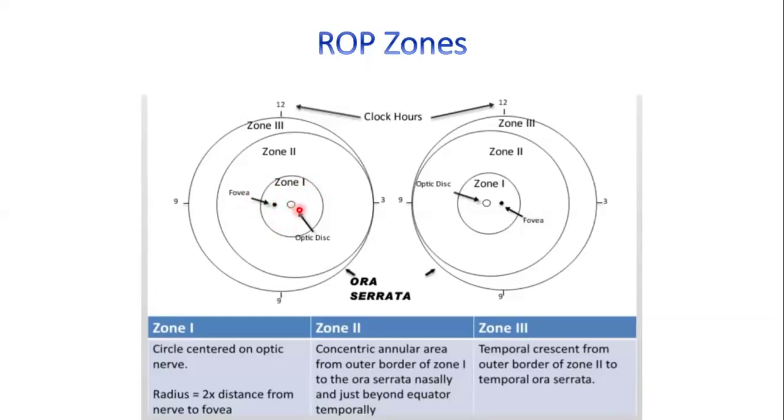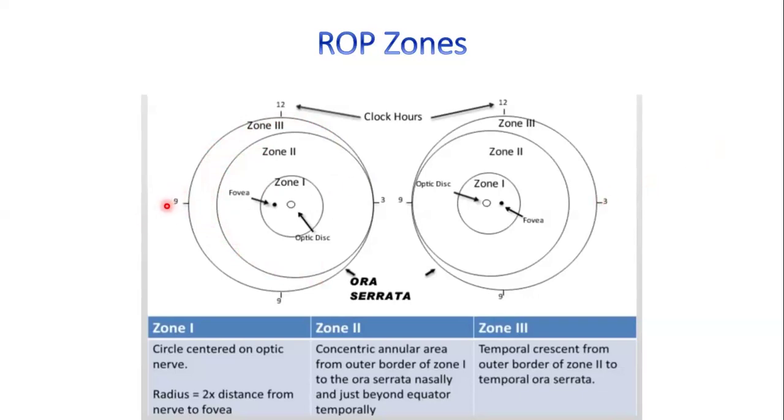Then we have zone 2. Zone 2 is a concentric annular area from the outer border of zone 1. It reaches the nasal ora serrata and just beyond the equator temporally. And we have zone 3, as I mentioned, it is only the temporal crescent from the outer border of zone 2 to the temporal ora serrata.